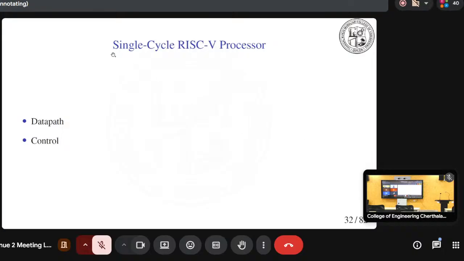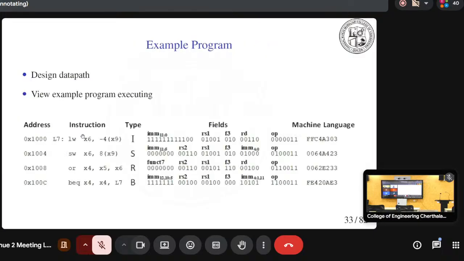Okay. So first we will take the example of a single cycle processor, and we will take the datapath and memory. I have an example program, and for this particular program, I am going to build the microarchitecture. Here you can see I have a load instruction, a store instruction, and an R-type instruction, and a branch instruction.